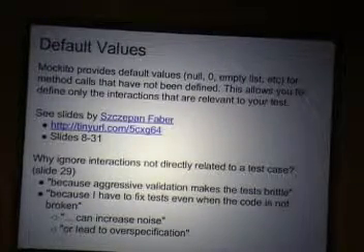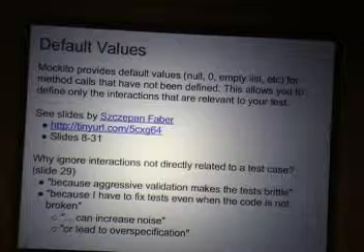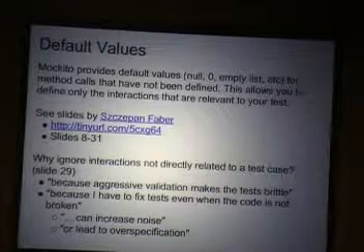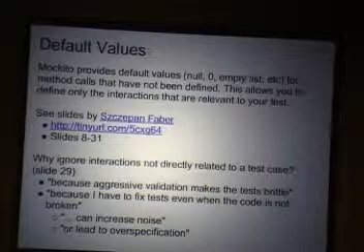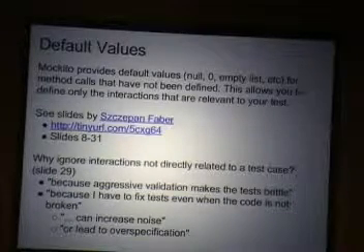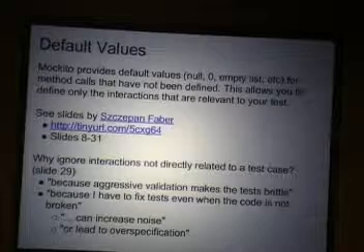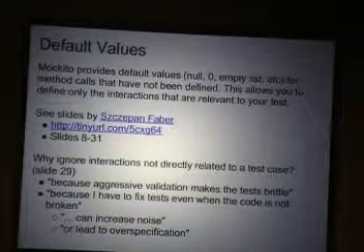Okay, so one of the big things of Mockito versus EasyMock is that Mockito by default will give you sensible return values. If it's an object, it'll return null. If it's an int, it'll give you 0. If it's returning a list, it'll give you an empty list.